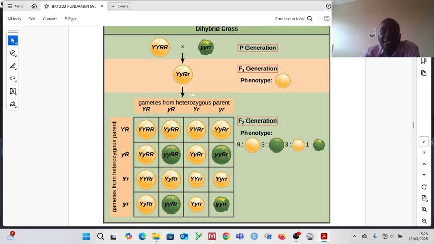Yet we had a green but wrinkled parent. Okay? So in this case, we are having a heterozygote situation, but now the dominant alleles are masking the recessive alleles. So let's now cross the F1s to give us an F2.